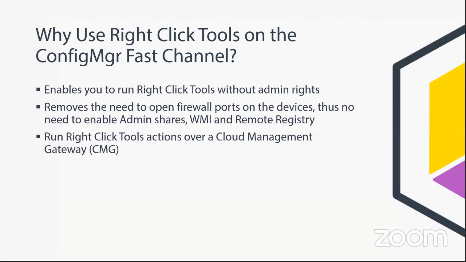And so why might you run the right-click tools on the fast channel? Well, it lets you run right-click tools without admin rights. It lets you remove any remote firewall needs on the devices. We talked about those in the context of Recast Agent. And if you're looking for just those two features, I'd recommend looking at Recast Agent first, because Recast Agent's communication layer is significantly faster. It's actually the fastest way to run right-click tools in an organization. So it'll give you the best user experience if you use the Recast Agent communications channel, but it's not the type of thing where you have to choose, right?